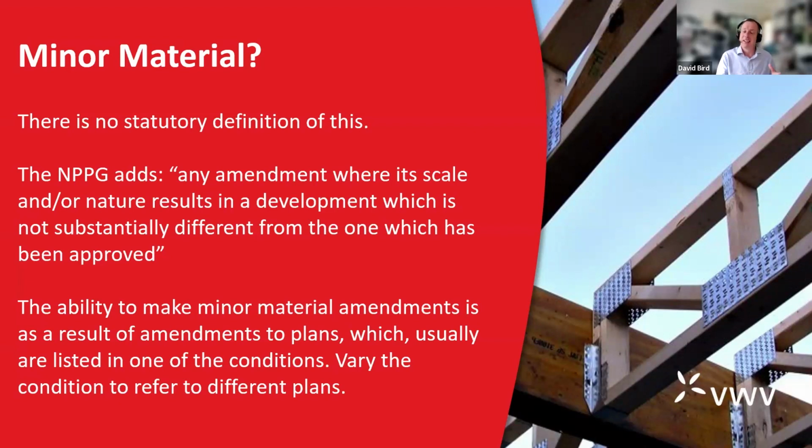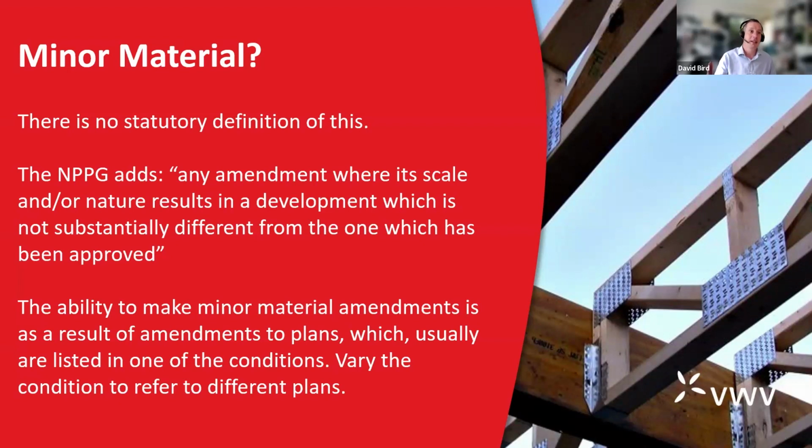But as we have just seen from Section 73 itself, the change can only relate to the conditions and not the operative part of the permission. You can't change the description of development at the top. Therefore, the variation of any conditions under Section 73 must not result in a conflict with the original description of the development. You just can't change it.